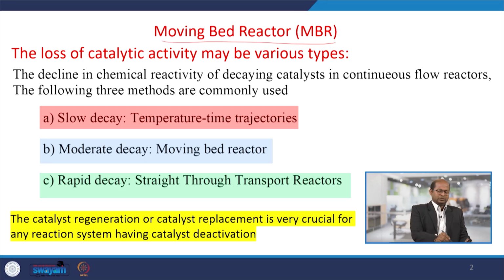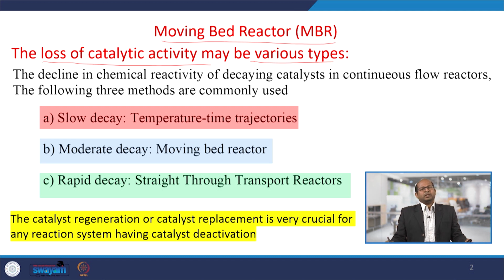Now, consider the loss of activity of a catalyst used for a particular cracking reaction. The feed is hydrocarbons, basically higher molecular weight hydrocarbons, that is, gas oil, the heavier fractions from petroleum crude, which is usually cracked. When that cracking takes place, the deactivation may be of various types that we already discussed: slow decay of the catalyst activity, moderate decay, or rapid decay.